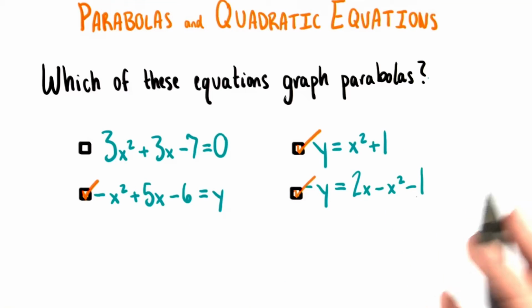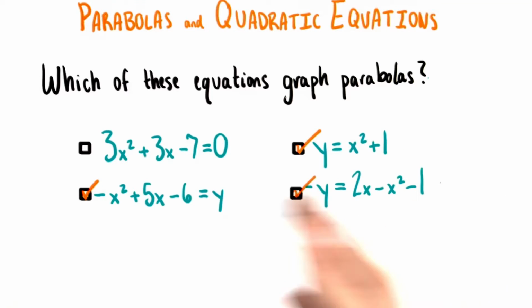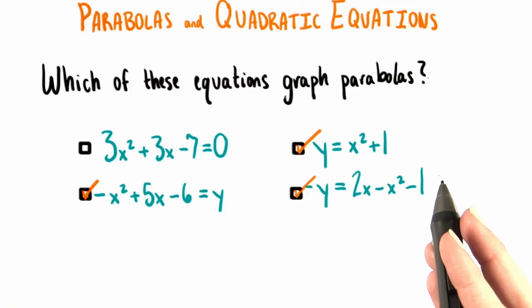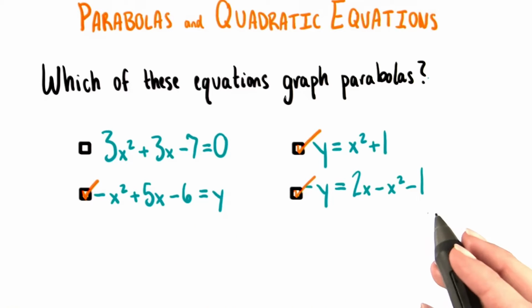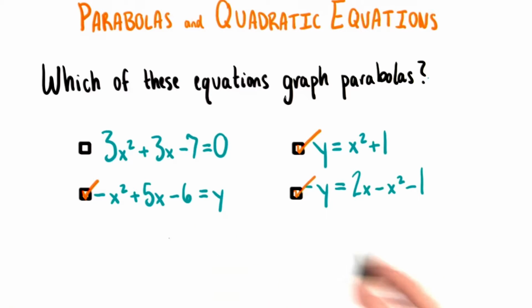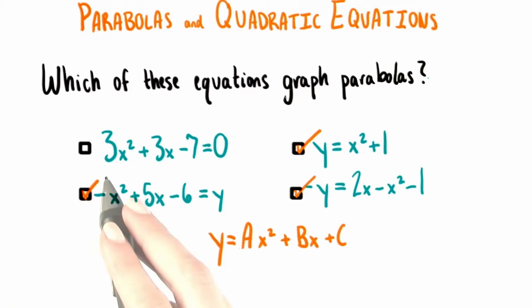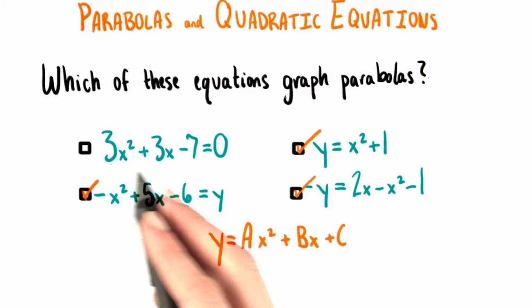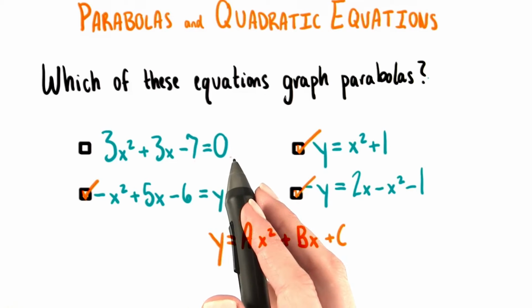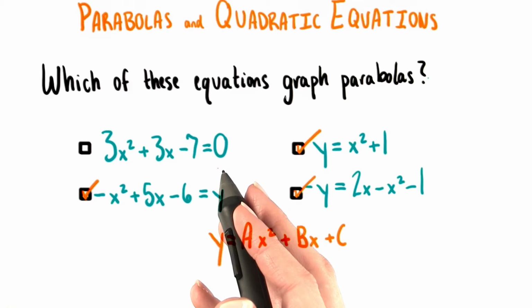These three equations all graph parabolas, even though they might not quite look like it right now. With a little bit of rearranging though, all of these can be put into that general form for the equation of a parabola, which you'll remember is y equals ax squared plus bx plus c, where a is not equal to 0. Now this first equation, 3x squared plus 3x minus 7 equals 0, does not contain a y variable.